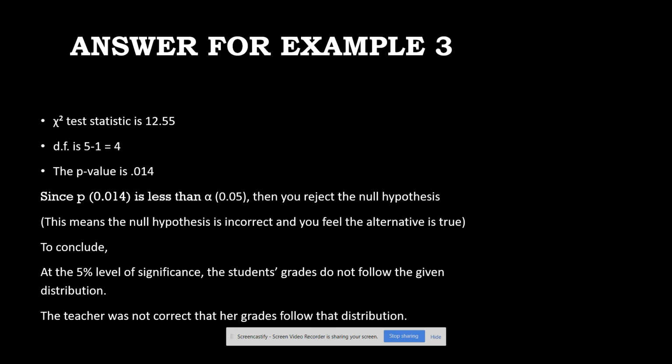My p-value is 0.014. Since the p-value is less than my level of significance, you reject your null. So this means the null is incorrect, but you feel the alternative is true. So to conclude, at the 5% level of significance, the students' grades do not follow the given distribution. So that means the teacher was not correct about how her grades follow that distribution. You can't make the determination of what was different, but you can say there was a difference.